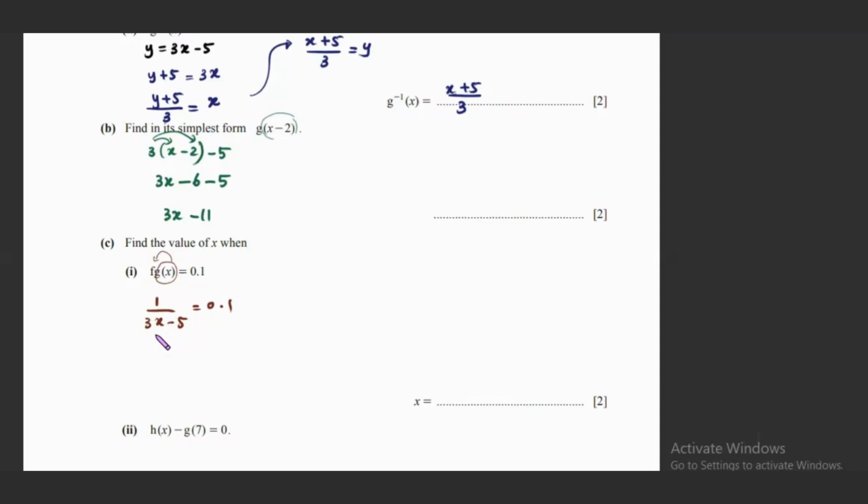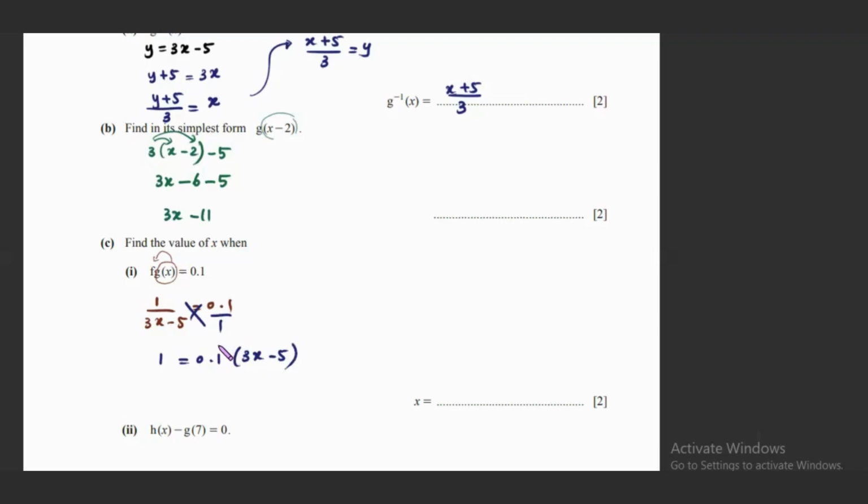I need to solve this to find what x is, because we are expected to find what x is. To solve this, we have a decimal here, or I can write the 0.1 as 1 over 10 as well. There's no problem, but I'm just going to write it as 0.1 itself. I'm going to write this over 1, and then I'm going to cross multiply this. So I will get 1 times 1 is 1. This is equal to 0.1 times 3x minus 5.